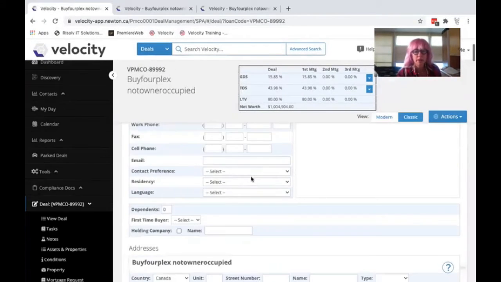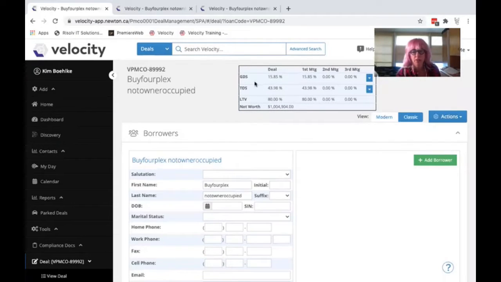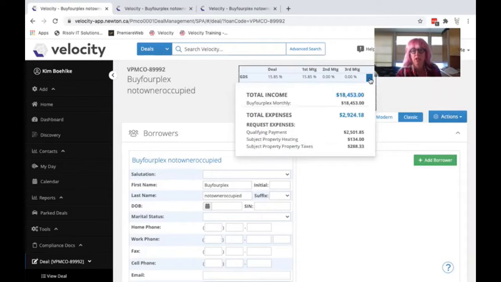Okay, so in the first example, obviously everything is off of these ratios, gross debt service and total debt service. So gross debt service is the property itself. So the expenses for the property, which is the qualifying payment based on either the Bank of Canada rate or the rate plus 2, whichever is higher. And we've been using the Bank of Canada rate a lot, but now as rates are climbing, it's going to start to become rate plus 2. So watch out for that. So that's the qualifying payment, heat, and property tax of the place divided by their income. That's the gross debt service. So it's just the property itself.